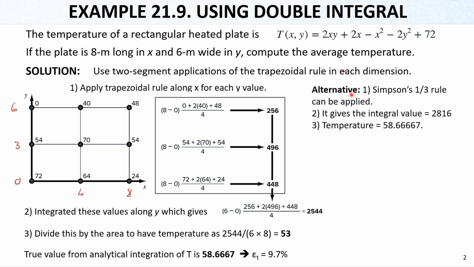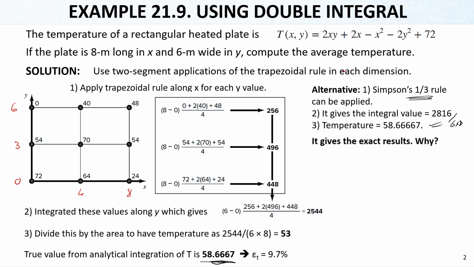And here actually we show the alternative. For these values, and by applying Simpson's rule here as well, the result is 28116. And when we divide it by 6 times 8, the temperature is this. You can see that this is actually the same as the true value. So Simpson's rule gives the exact result.